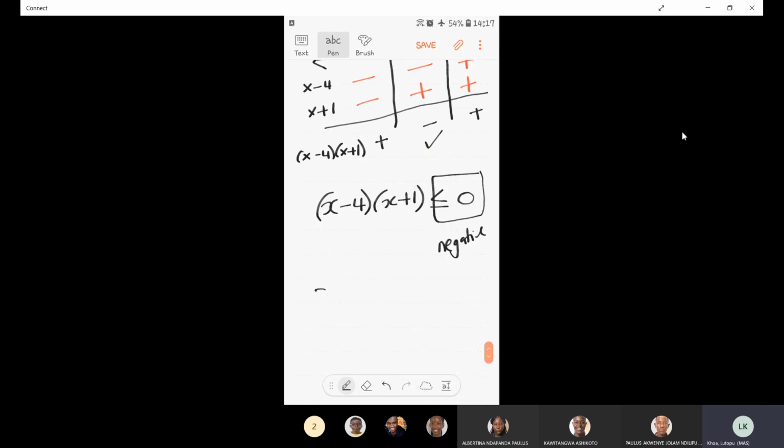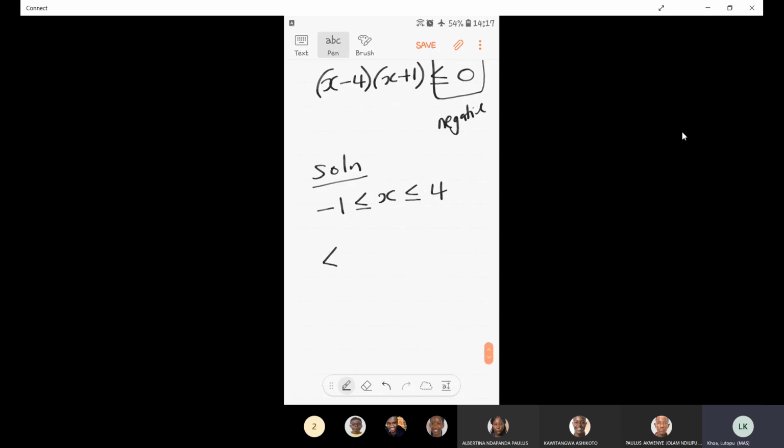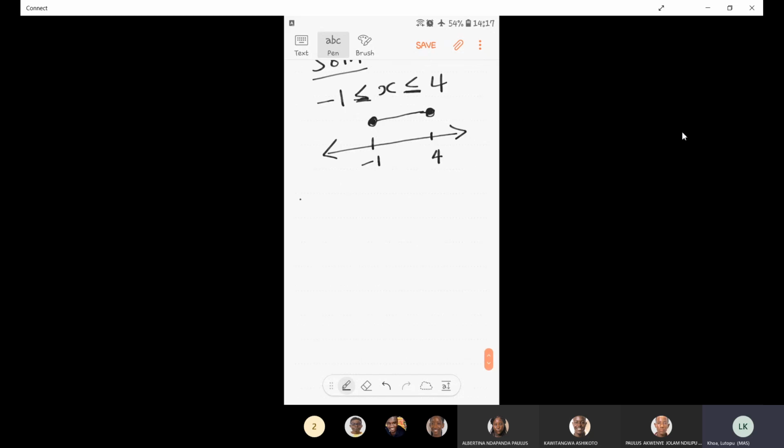So your solution will be from -1 to 4. So you have -1 less than or equal to x, which is less than or equal to 4. And then you can also represent this by drawing it. So you have -1 and 4. Then the circle is shaded because of the equal to. The circle is shaded because of the equal to. And then you connect the two with a line like that. So that is how you'll solve those questions.